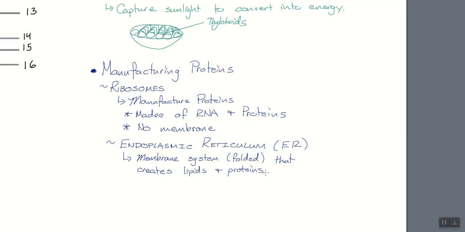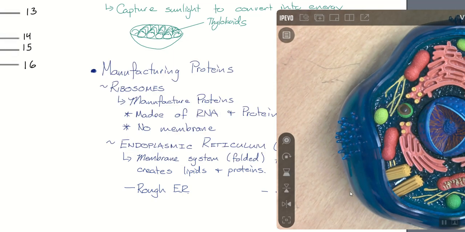So, last little statement here. We get two versions of this. We have the rough ER, or endoplasmic reticulum, and we have the smooth endoplasmic reticulum. We will jump in right here next class, but I do want to show you here on this lovely animal cell. Oh, rough and smooth ER.